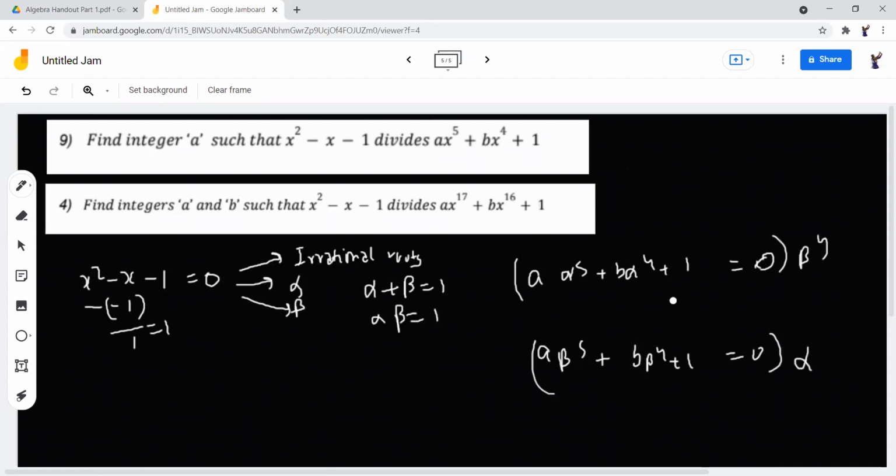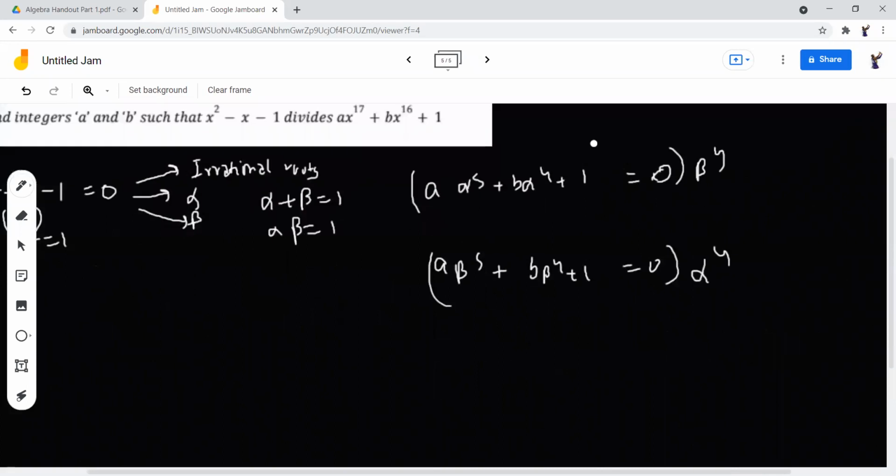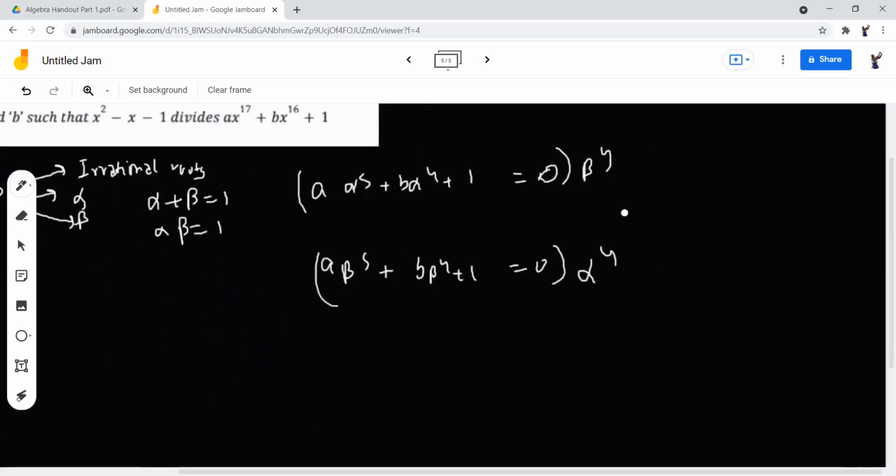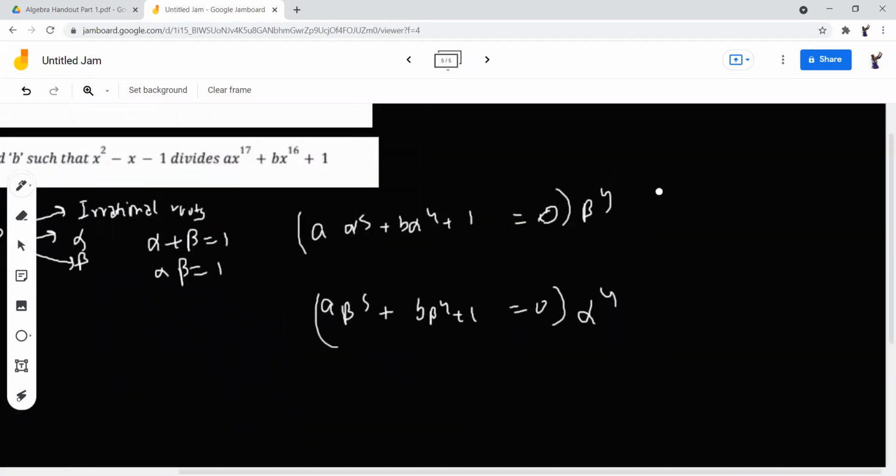So I'm going to multiply the first equation by beta power 4 and the second equation by alpha power 4. So you'll understand why I'm doing this. So what I get here, so let me write here. So what I get, A alpha, this is A and this is alpha, into alpha beta whole power 4.